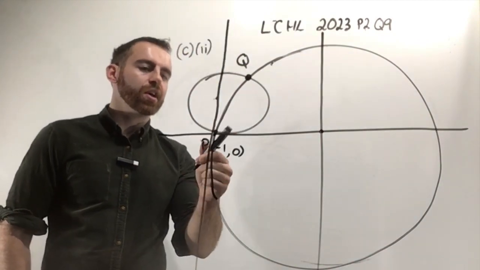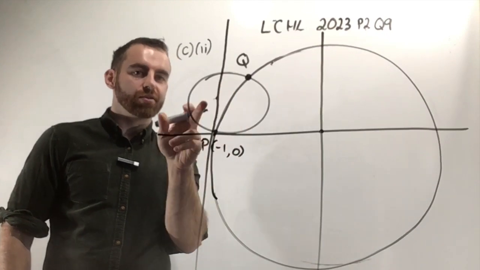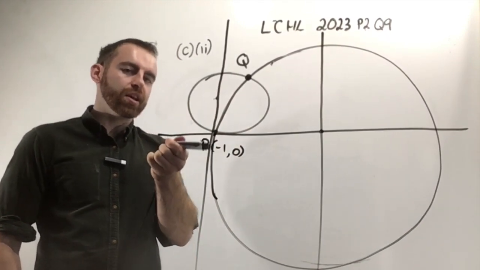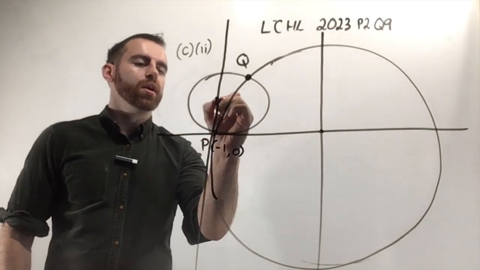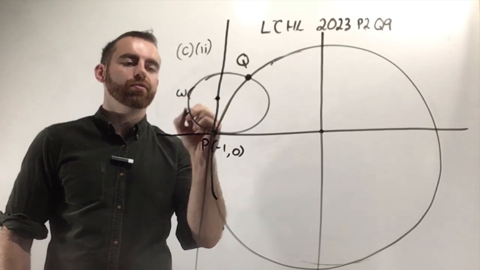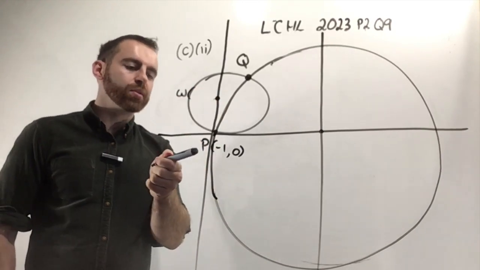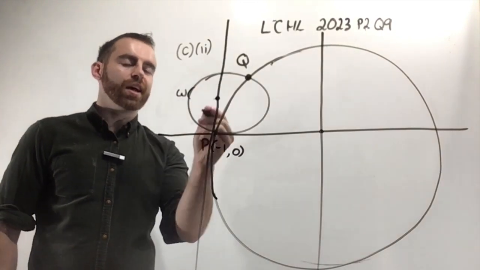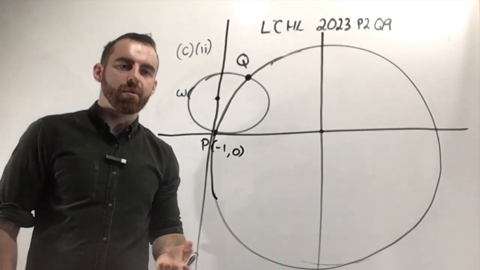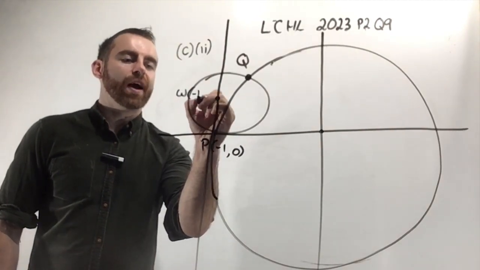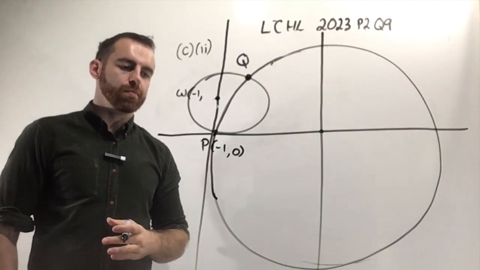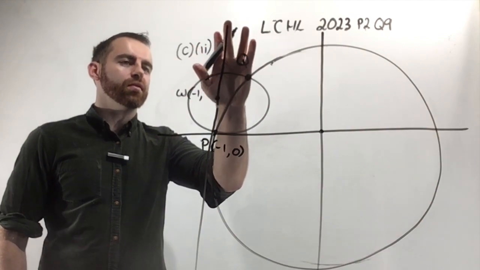In other words, I know the center of the small circle lies on this tangent, so it has to be just directly above the point P. Let's refer to the center of this circle as the point W for the moment. If this is the point -1, 0, and I draw a tangent, then for every point on this line, the x value has to be -1. So I know for a fact that the x coordinate of the center has to be -1. That's the first piece of information dealt with.